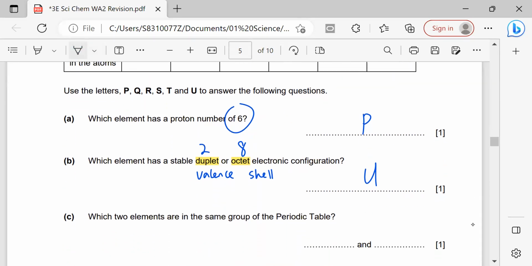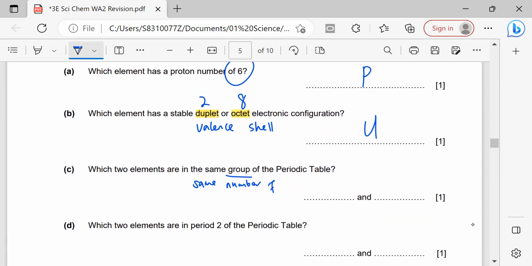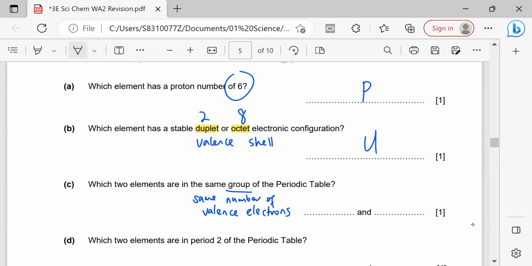For part C, which 2 elements are in the same group of the periodic table? Group means that they must have the same number of valence electrons. Giving you some examples, elements in group 1 will all have 1 valence electron. So sodium, potassium, lithium, all of these elements have 1 valence electron, and therefore they are all in group 1.